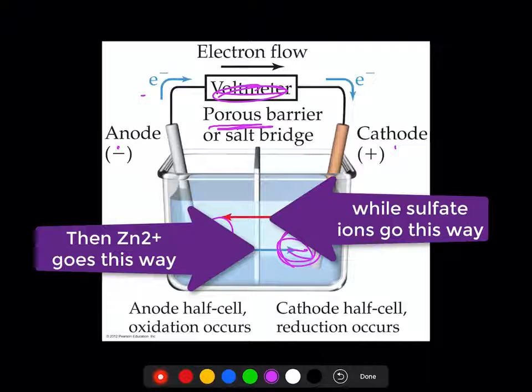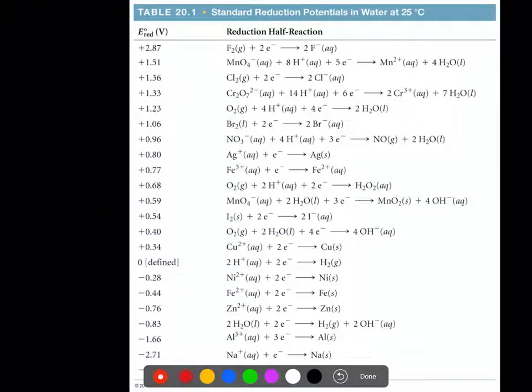Makes sense? Here we have table 20.1 with our standard reduction potentials. So again, these are reduction potentials, so always, always reduction. This will not always be labeled with the sub RED, but you'll know they're reduction reactions. Why? Because they will all have electrons on the reactant side, which means that whatever we're starting with is a higher oxidation state than what we're ending with. So you'll know, even if it doesn't say that.